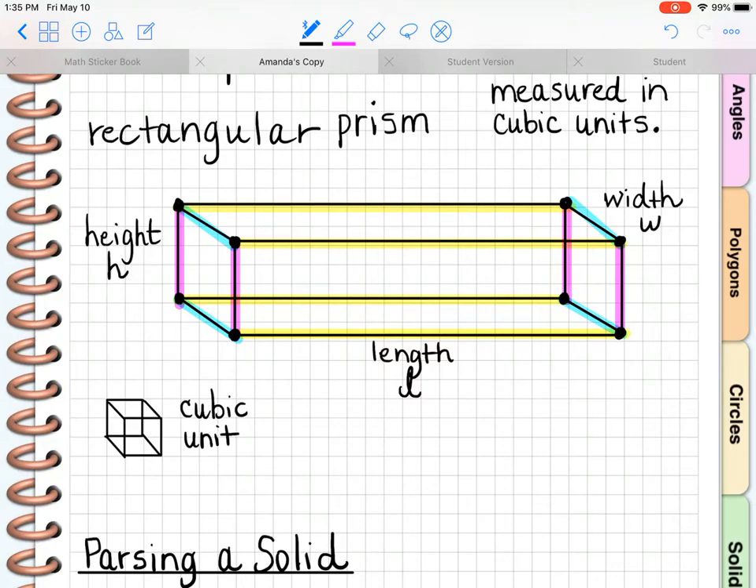Those were just linear units. But volume is always measured in cubic units. So essentially what we're looking at with volume is how many of these little guys could I stack in there, just like so. How many could I stack in there to fill up this space? So we're looking at the number of cubes it would take to fill the space.